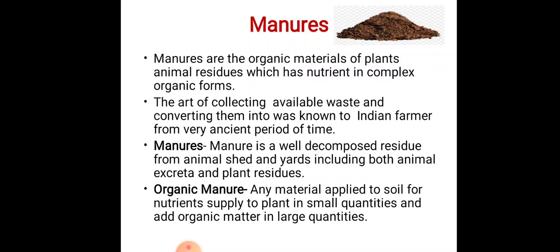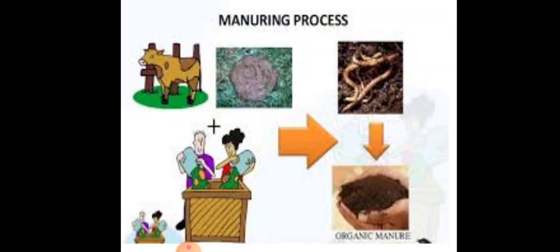The definition of manure is a well decomposed residue from animal shed and yard, including both animal excreta and plant residue. So this is the definition of manure, a well decomposed product made from animal and plant residue. Any material applied to the soil to supply nutrients to the plant in small quantities and add organic matter in a large quantity is called organic manure.